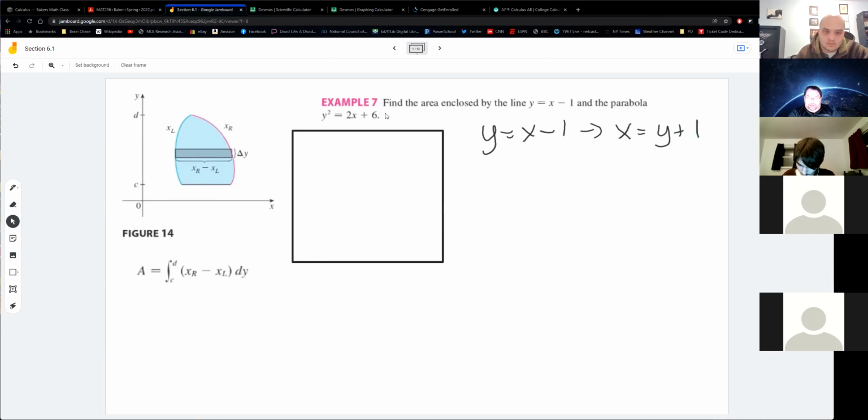The next one I have is y squared equals 2x plus 6. Now, if I had to solve this one for y, I'd have a square root in there, which means I'd have to look at a couple different things. Solving for x means I don't have to deal with the square root. So we get x equals y squared minus 6 divided by 2.